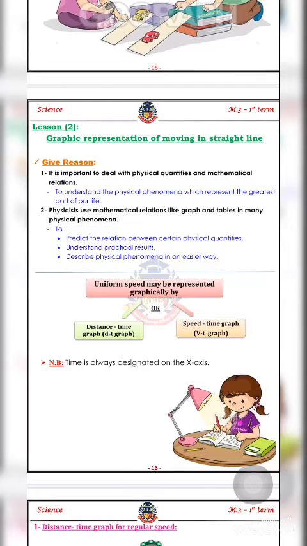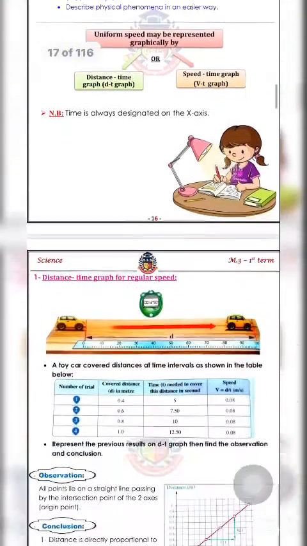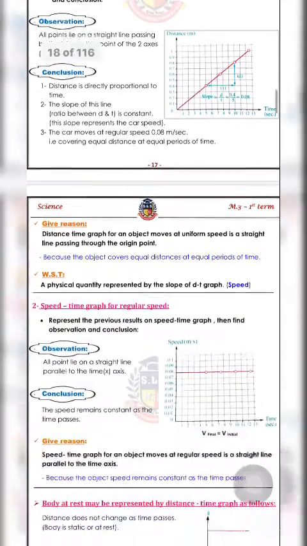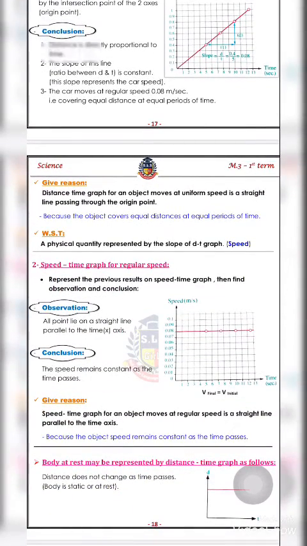We studied the uniform speed, which is represented graphically by 2 types of graphs, which is distance time graph and speed time graph. Time is always on x-axis, you have to remember. And the distance time graph is a straight line passing through the origin for regular speed, while the speed time graph is a straight line parallel to the x-axis, also for the regular speed.